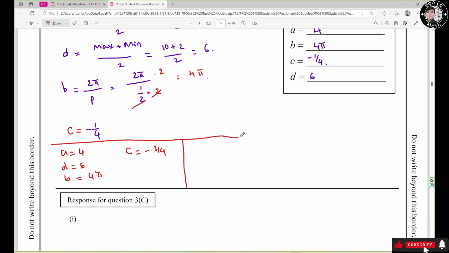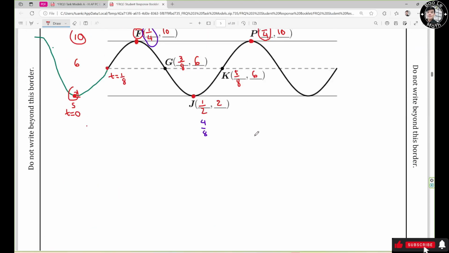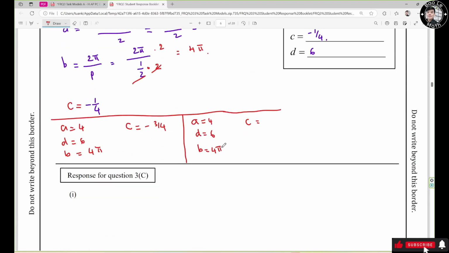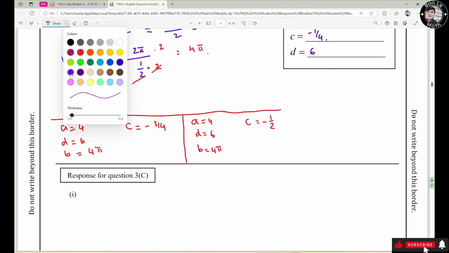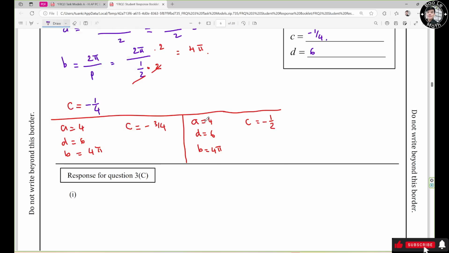Now, the last option right here. A equals 4, D equals 6, B equals 4 pi. If you pick the phase shift right at this point J, you shift to the right 1/2, and this is the minimum point. C equals negative 1/2. Since this one is the minimum point, A must be negative, so keep that in mind.